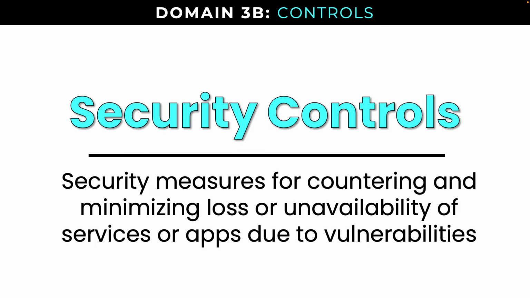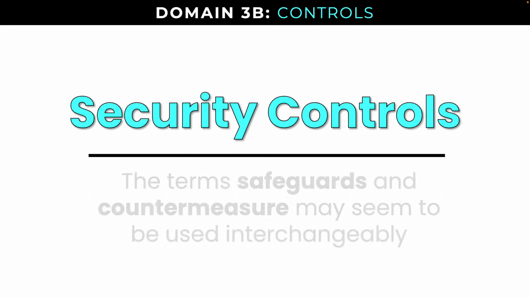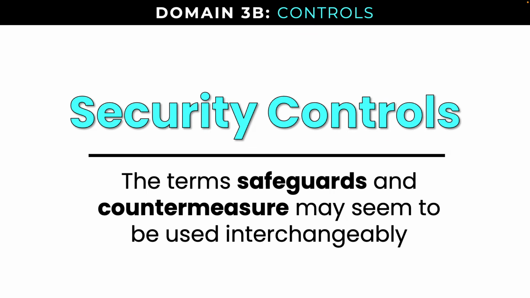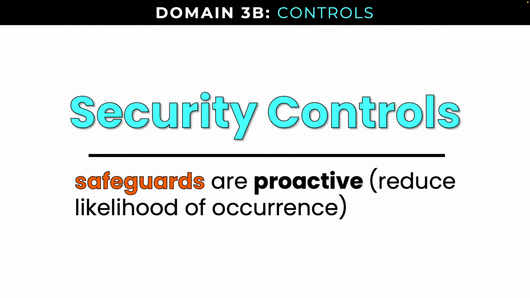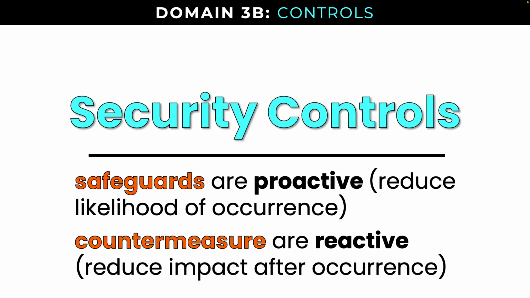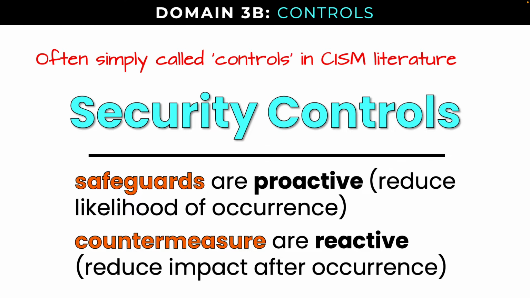So security controls are measures for countering and minimizing loss or unavailability of services or apps due to vulnerabilities. The terms safeguards and countermeasures are generally used interchangeably. If we were to get technical about it, safeguards are proactive controls that reduce the likelihood of occurrence, and countermeasures are reactive. They reduce impact after occurrence. They're often simply called controls in CISM literature. It's fairly rare I see security controls mentioned, but used interchangeably for purposes of our discussions.